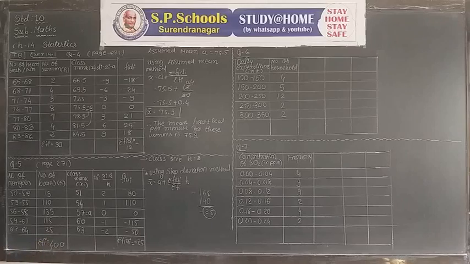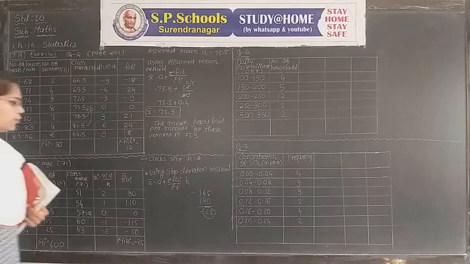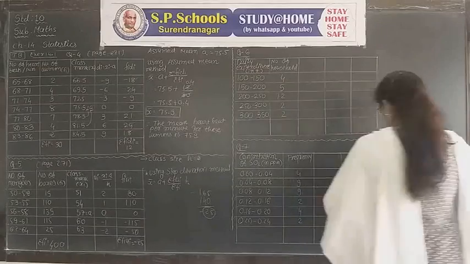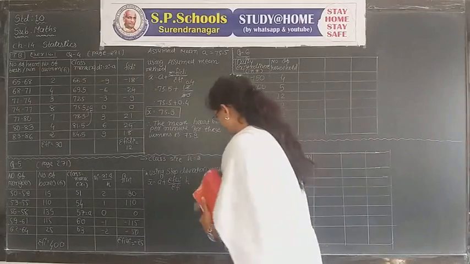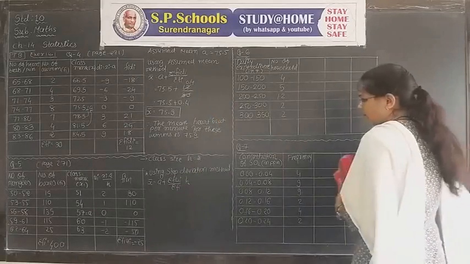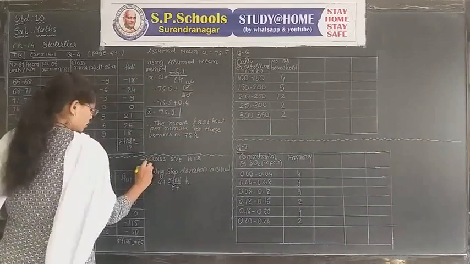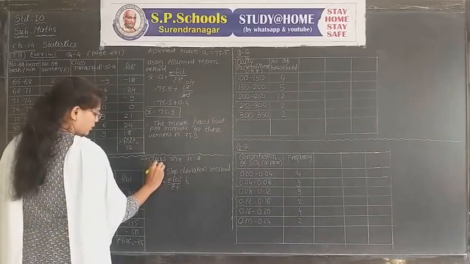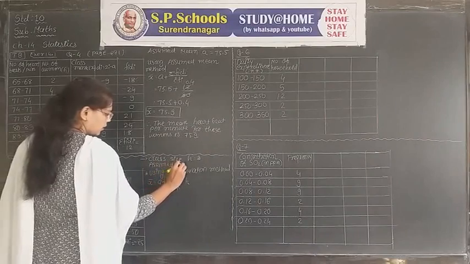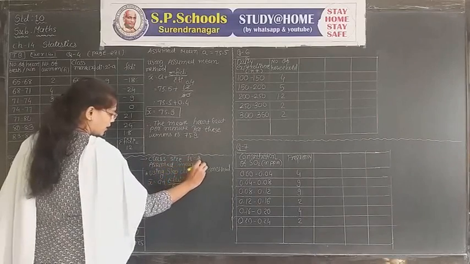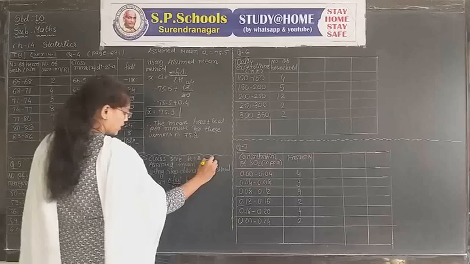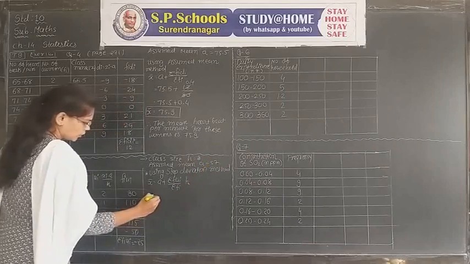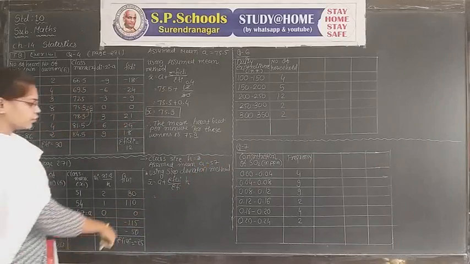Which is 400, sigma fi. Now we have to substitute these values in the table. Class size h is equal to 3. Write assumed mean here. Assumed mean a is equal to 57. Using the step deviation method, the formula is here.